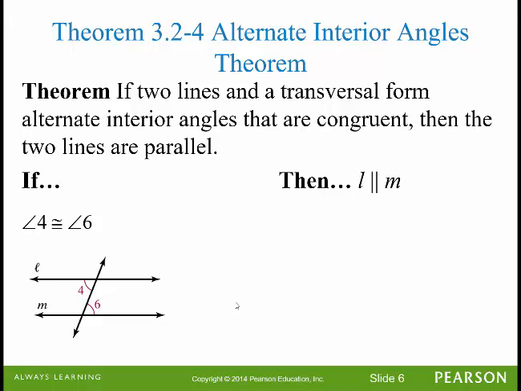Another one, the alternate interior angles theorem. If two lines and a transversal form alternate interior angles that are congruent, right, that means they have the same measure, then the lines are parallel. So for example, if you have line L and line M and they're cut by a transversal, well, we're able to say, hey, angle 4 here and angle 6, the alternate interior angles, we learned that from the last section here, if those two are congruent, then we have to conclude that line L is parallel to line M. That's what we're saying right here.